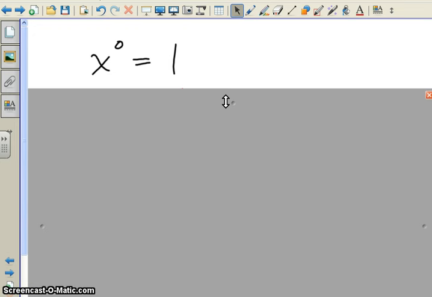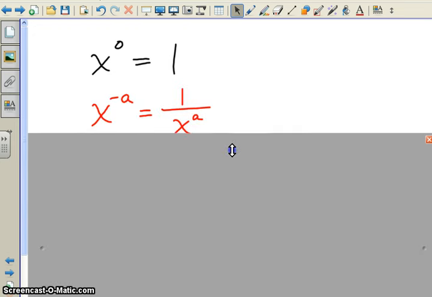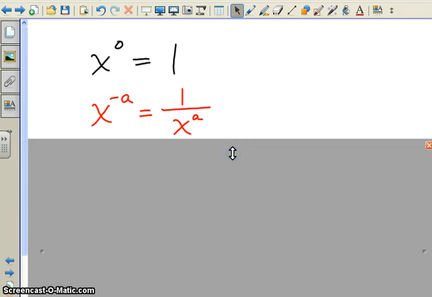So here's the first law: any base to the 0 power is equal to 1. Next law, a negative exponent creates the reciprocal. So if I have 7 to the negative 2 power, that's the same thing as 1 over 7 to the positive 2 power. Or the same thing with a base of a variable. If it's y to the negative 2 power, it's 1 over y to the positive 2 power.